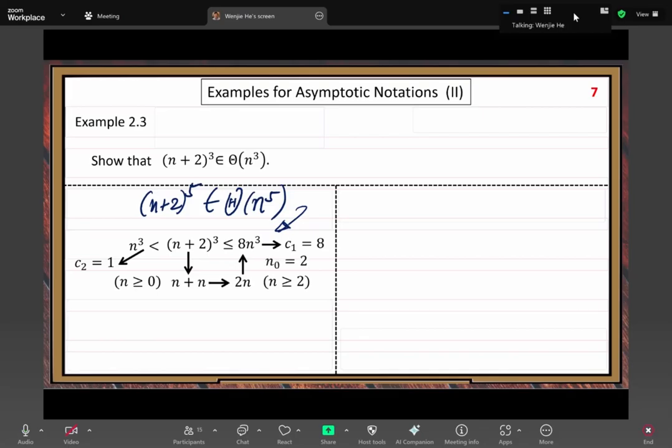All right. Example 2.4. This time we need to work on the log function. We know we have to use the limit way. That is our case number 1 we saw at the beginning of this class. So here we need to prove that the limit equals 0, the limit of the ratio of two functions, f function over g function.